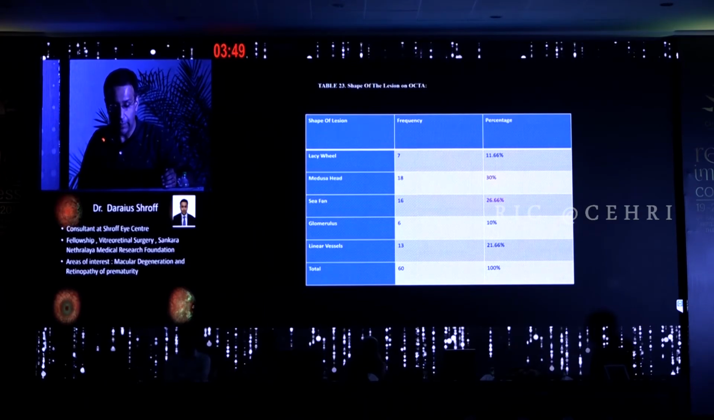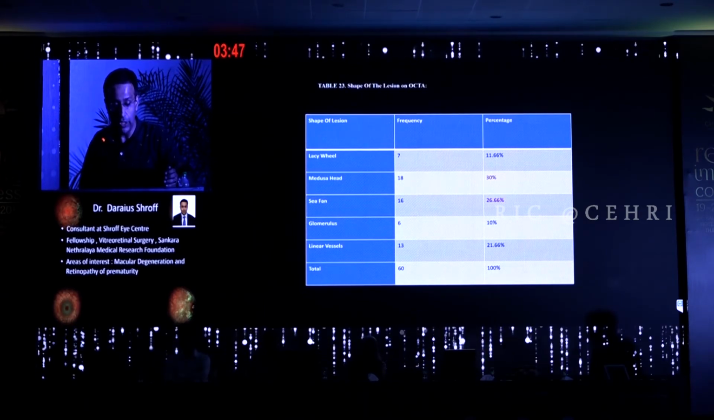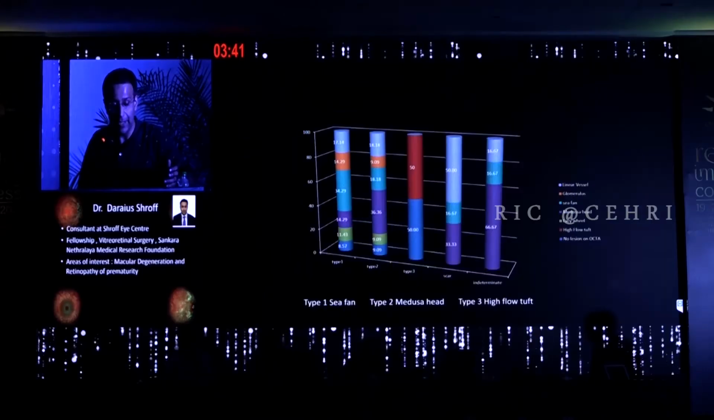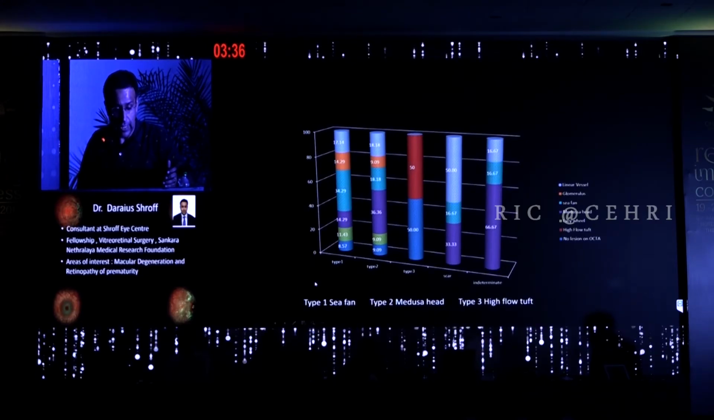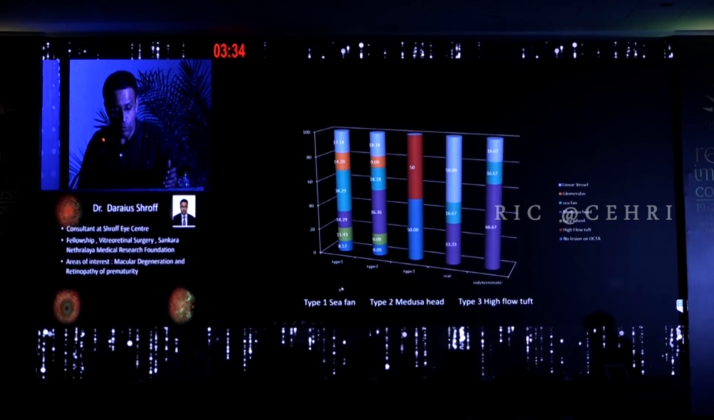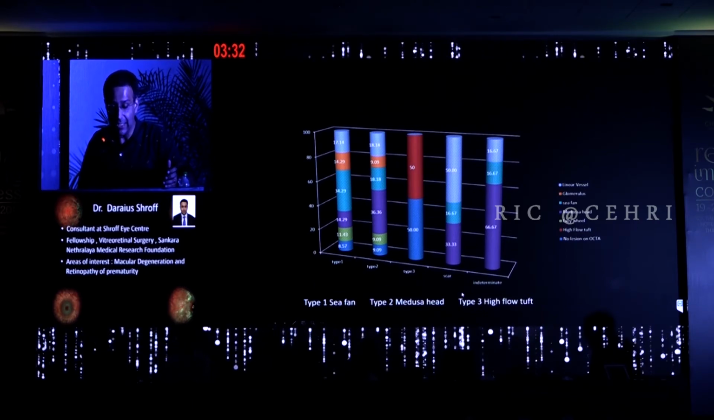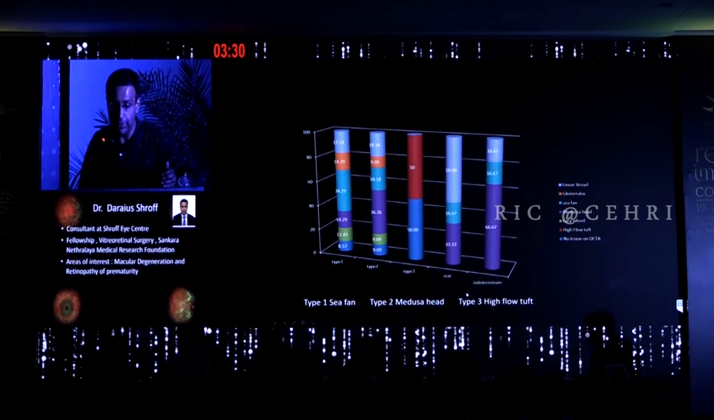So one of our postgraduates studied this, and they found that out of the total 60 patients studied, the Medusa head was the most common, followed by a C-fan pattern. And interestingly, when you did a sub-analysis of this, in type 1, the C-fan was more common, in type 2, Medusa head, and in type 3, the high flow tuft was found to be the most common pattern.